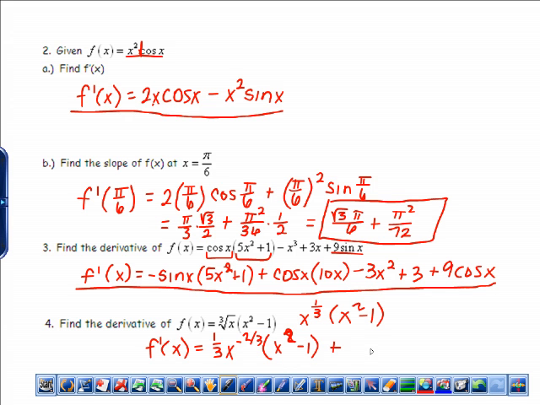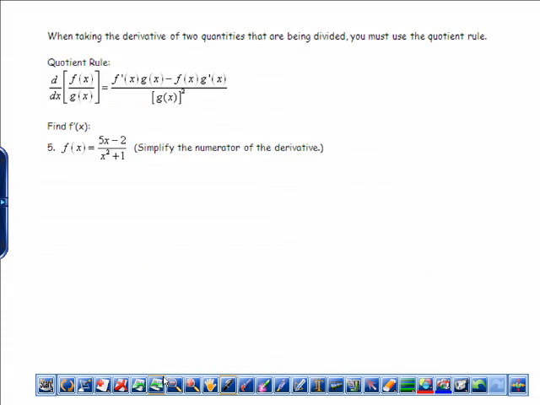All right, plus, and then we switch it around. So this time I have x to the 1/3 times the derivative of x squared, which is 2x. And there you go. That's your answer. No need to simplify. Okay, now we have something called the quotient rule.